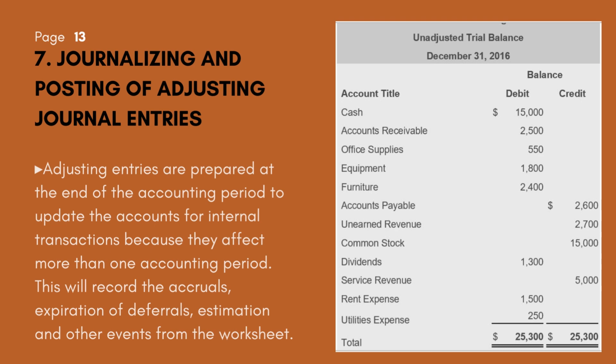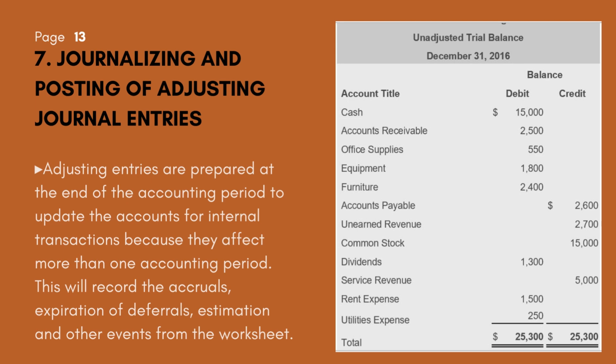Then comes posting adjusting entries, after the adjusting entries are recorded in the general journal. They need to be posted to the respective accounts in the general ledger. To do this, locate the accounts affected by the adjusting entry in the general ledger and post the debit or credit amounts accordingly. Using the previous example, the debit of $1,000 to salary expense would be posted to the salary expense account in the general ledger, while the credit of $1,000 to accrued salaries payable would be posted to the salaries payable account.